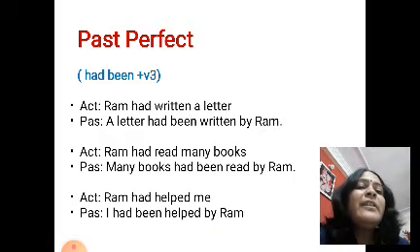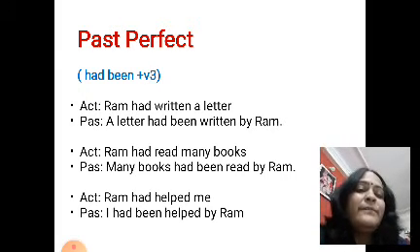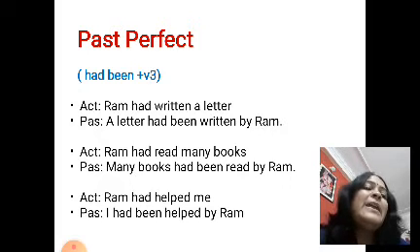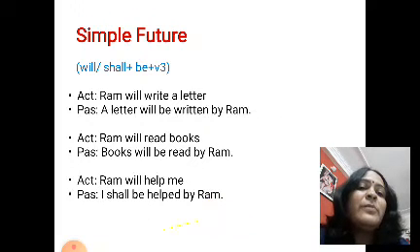Ram had written a letter. A letter had been written by Ram. Had, here we have to use been also, had been written by Ram. Then Ram had read many books. Many books had been read by Ram. Ram had helped me, I had been you have to use here, I had been helped by Ram. Subject will change it to simple future.